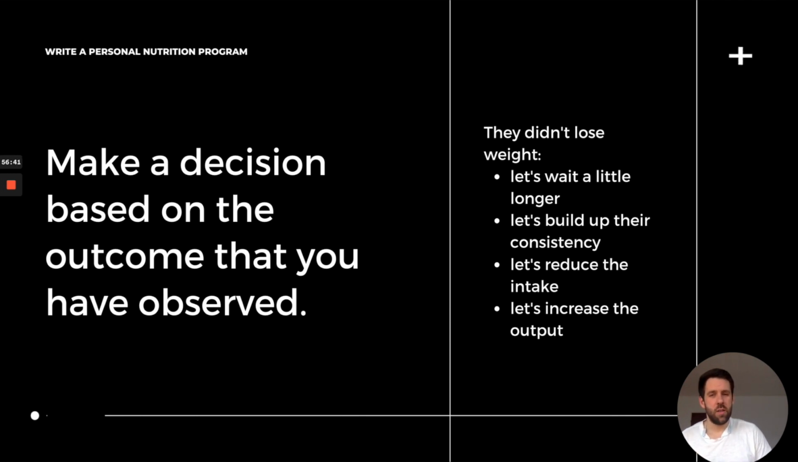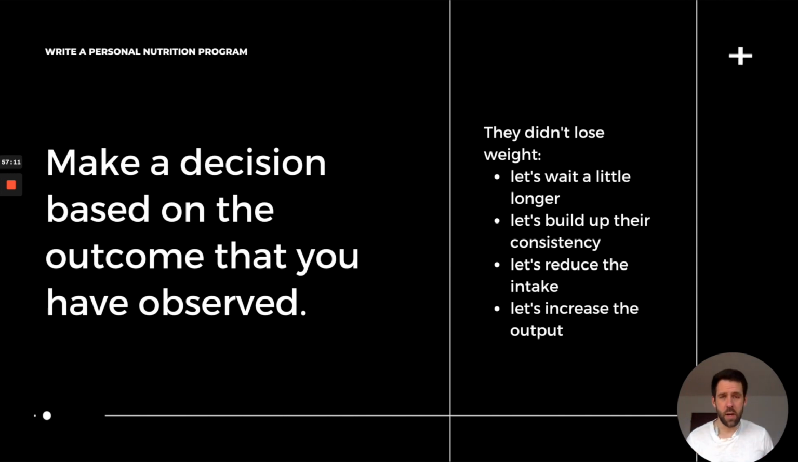So that's something that I did wrong in the very beginning. I thought just one action step, and if it doesn't work, I change completely the plan. But very often it takes 2, 3, 4 weeks to actually see significant progress, especially when you're looking at weight loss, where you always have these ups and downs. So you observe an outcome, like they haven't lost weight, and then you make a decision based on that.